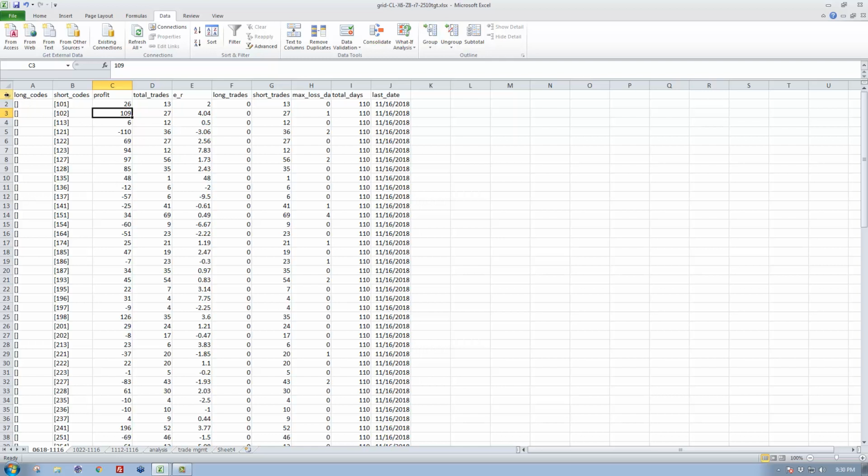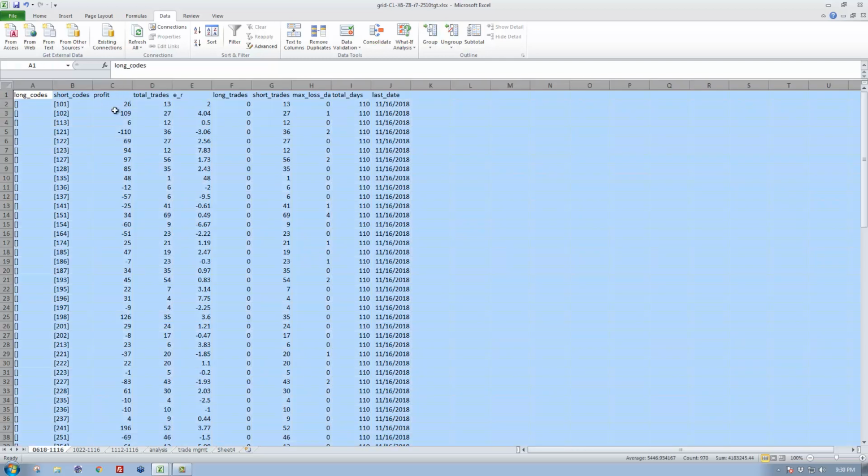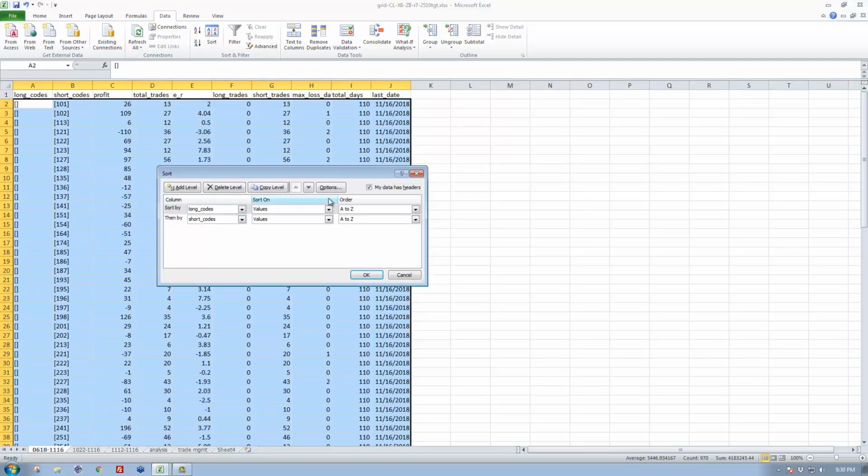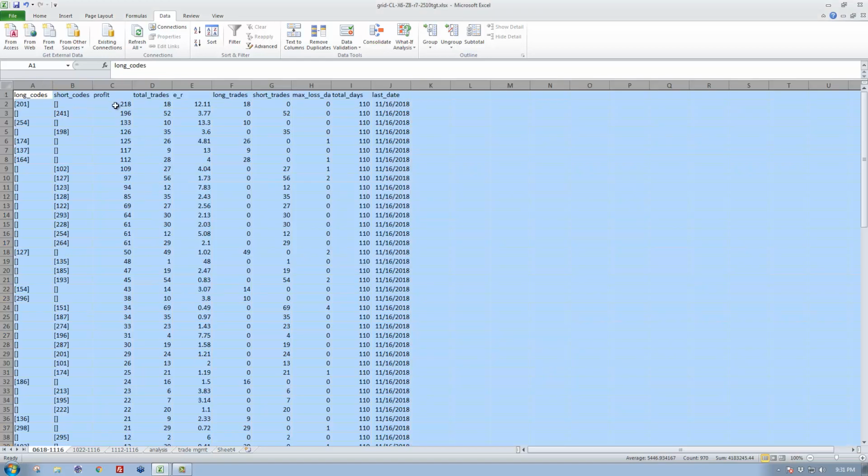Now, the tempting thing to do here is to sort it by profit, and then just grab all those codes. So let's see what that looks like. Data sort, and I want to sort by profit, largest to smallest. And then I don't want this one. I don't remember how to get rid of it, though. Oh, there it is. Okay, so this gives us the highest profit amounts for the last 110 days.